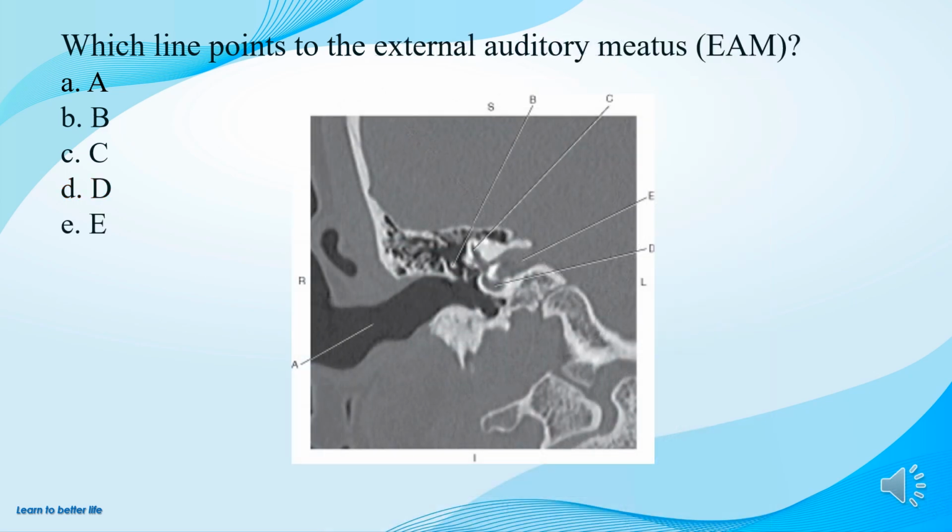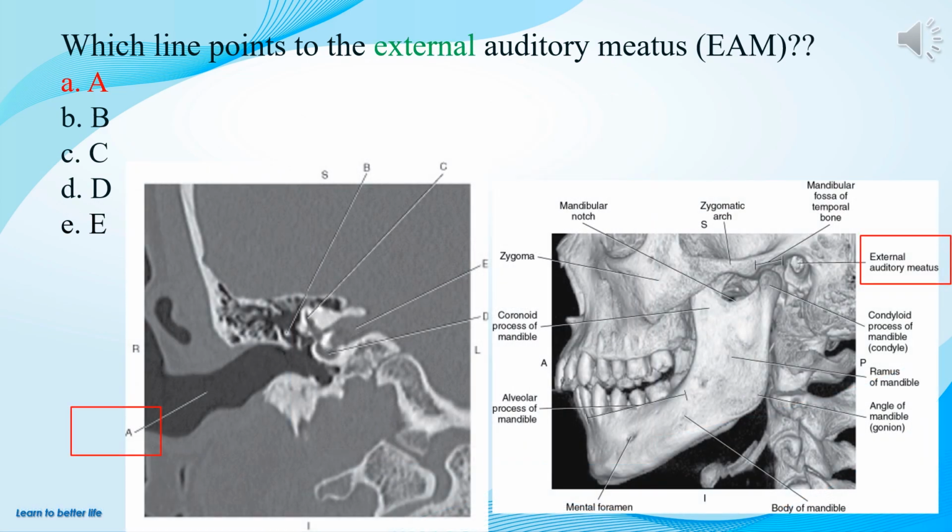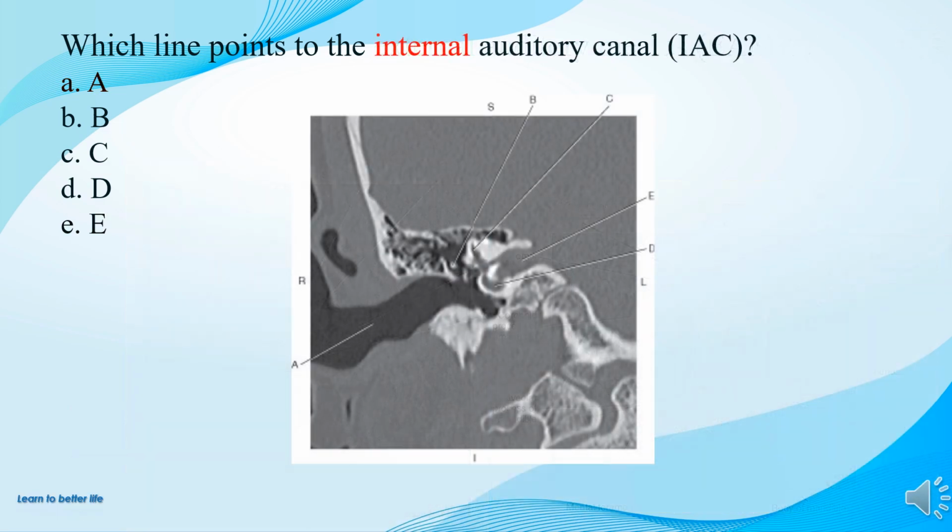Which line points to the external auditory meatus, EAM? A, B, C, or D? The answer is A. Please compare the pictures. What about the internal auditory canal, IAC? A, B, C, D, or E? The answer is E.